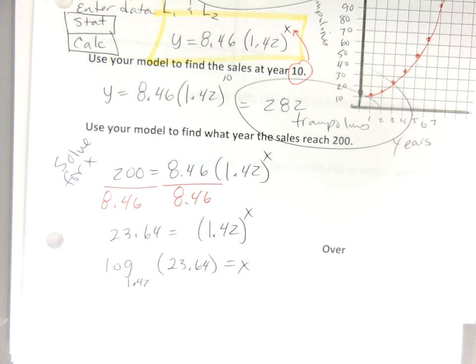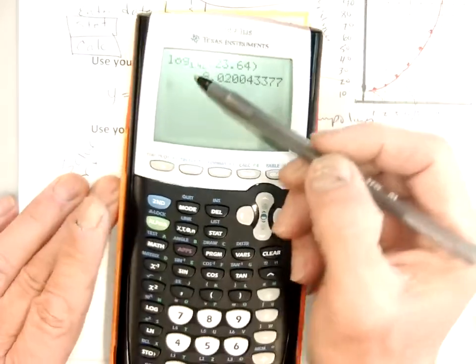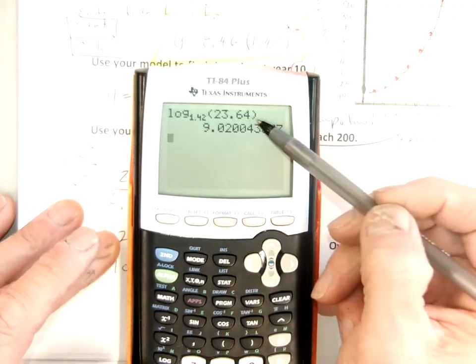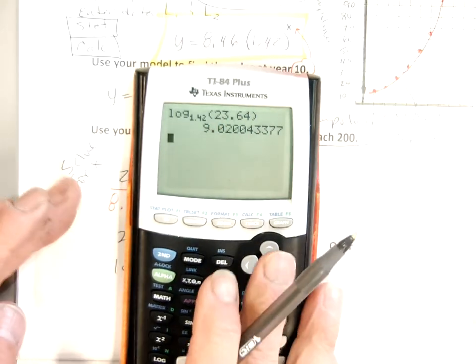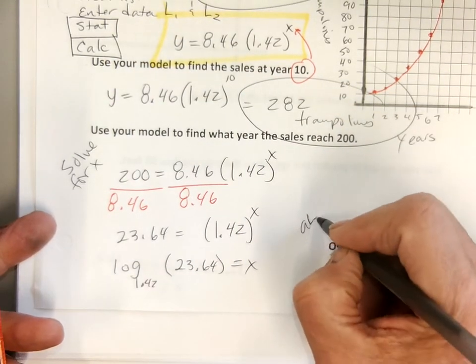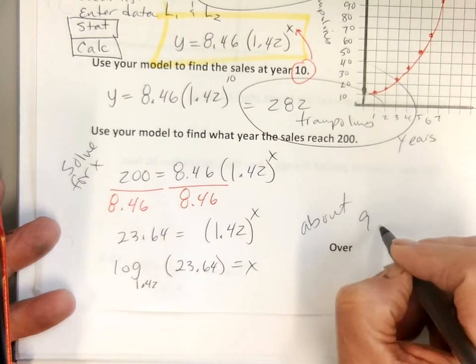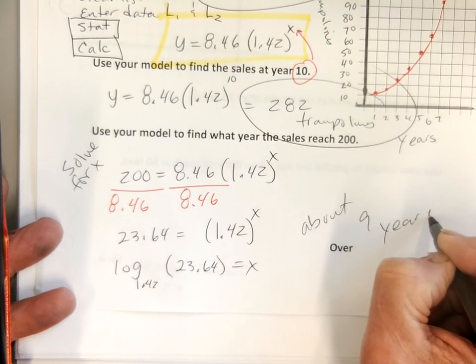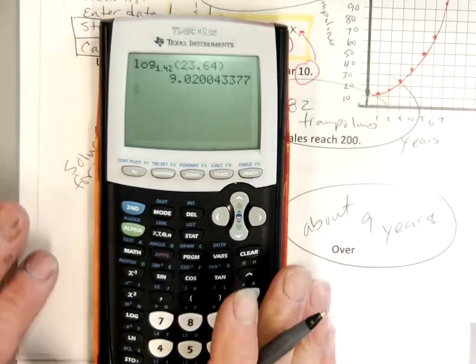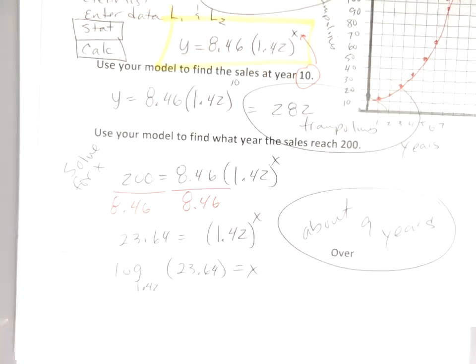About 9 years. Okay, so Blaze just did it. He did log base 1.42 of 23.6. He got about 9 years. Thanks, Blaze. Okay, so homework is a worksheet.